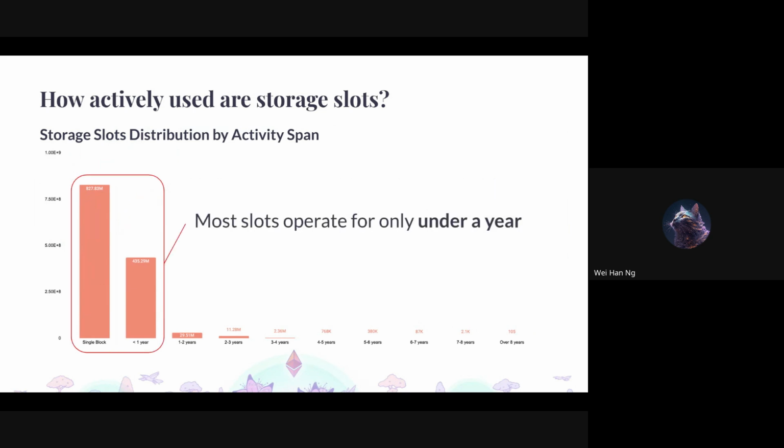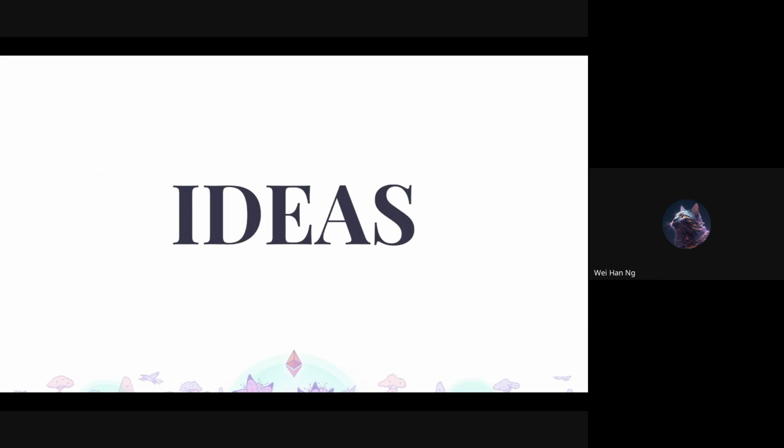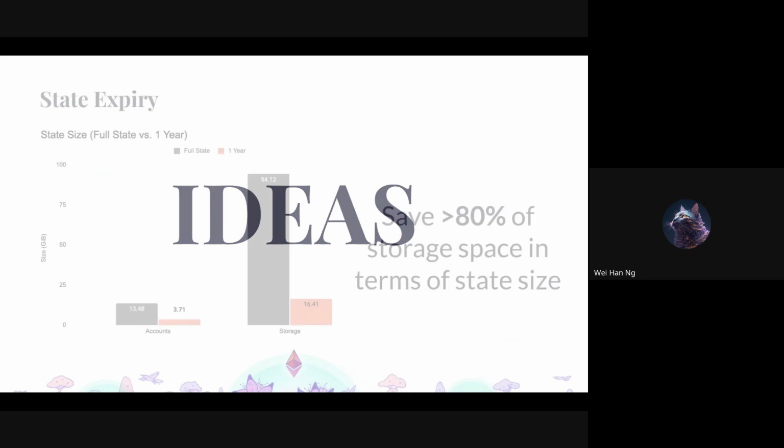And similar to the accounts, most slots operate for also only under a year. So this aligns with the result of the accounts as well. After getting this data, I think we have a few ideas that we wanted to share. They may or may not make sense, but it's a brainstorming thing that we wanted to share with the community and get some feedback, and see whether we can turn them into EIPs or get more interesting ideas based on the data that we have.